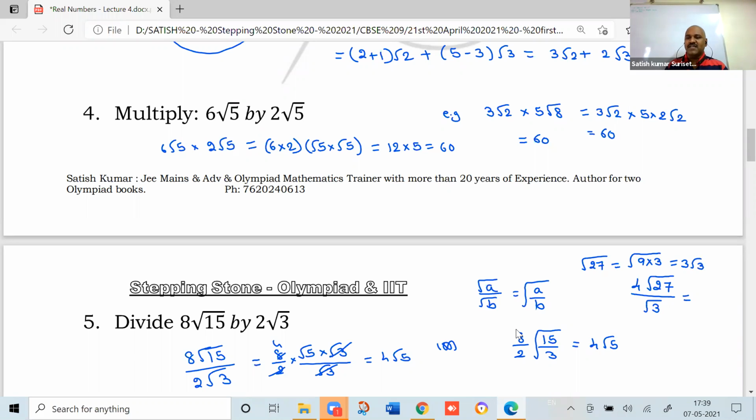Or another way is what? 4 into, here you apply the property, 4 into root of 27 upon 3 also you can write. Either you replace root 27 with 3 root 3 and simplify, or else you can write this. So in case you are writing like this, 4 into 27 by 3, that is root of 9. That is 4 into, what is root of 9? 3. So 4 into 3, 12. Or if you have replaced root of 27 with 3 root 3, root 3 gets cancelled, you will get 4 into 3, 12 directly.